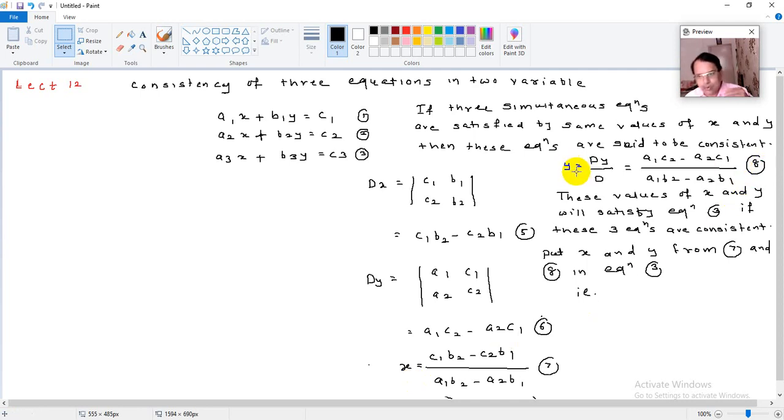आणि आता या दोन व्हॅल्यूज मी तिसऱ्या इक्वेशन मध्ये टाकणार आहे. म्हणजे एक्सच्या ऐवजी मी हे टाकणार आहे, c1b2 मायनस c2b1 अपॉन a1b2 मायनस a2b1. म्हणजेच काय होणार बघा. आणि तसंच वायची व्हॅल्यू a1c2 मायनस a2c1 अपॉन a1b2 मायनस a2b1 हे आपण तिसऱ्या इक्वेशन मध्ये टाकणार. म्हणजेच आता काय होईल.